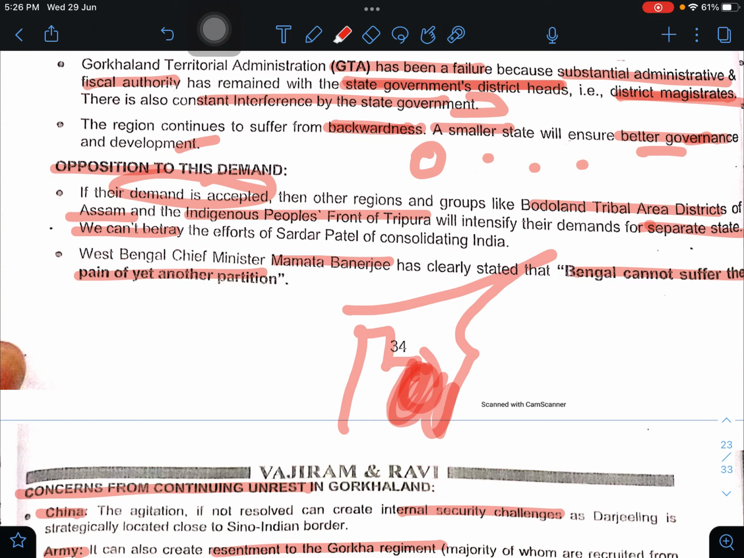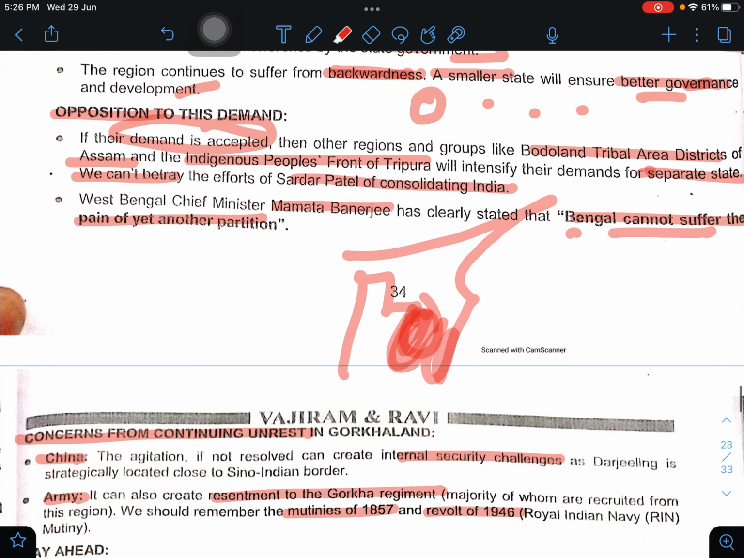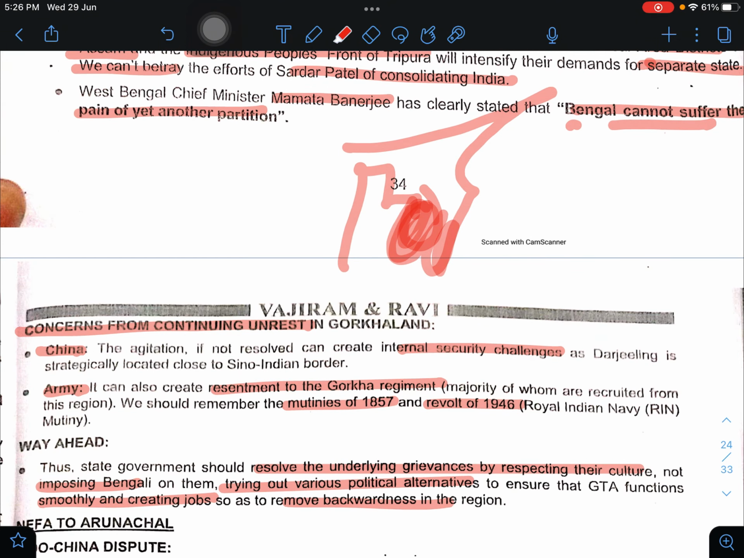We can't betray the effort of Sardar Patel of consolidating India. Chief Minister Mamata Banerjee has already said that Bengal cannot suffer the pain of yet another partition.